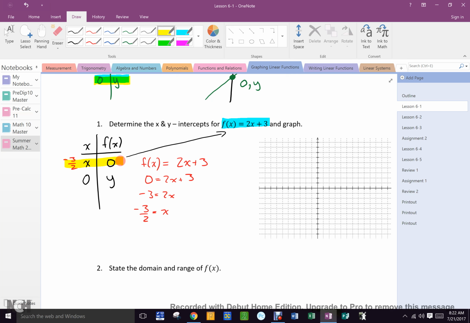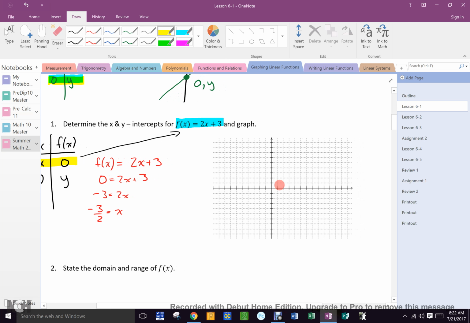Negative 3 over 2, 0. Which is it? Good. Now that I have coordinates, I can put them on the graph, can't I? What is weird about those coordinates? There's a fraction. Who is in charge of this graph? You are, right? Do you have to make this 1? No. Since we have a fraction, it would be smart not to make that 1, wouldn't it?